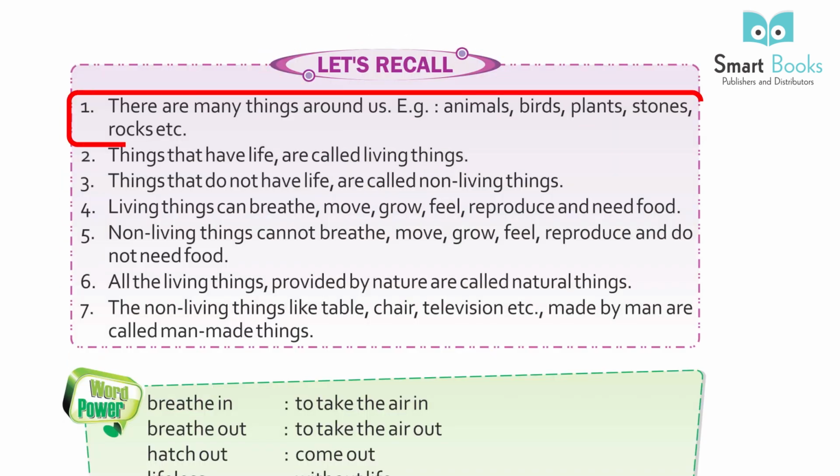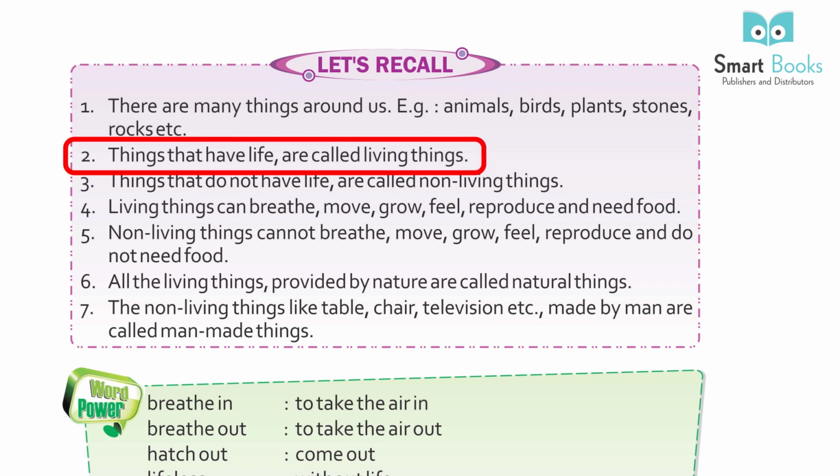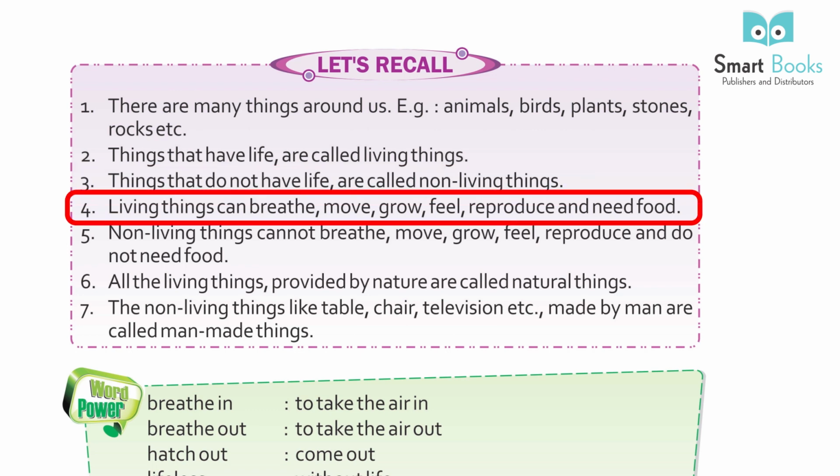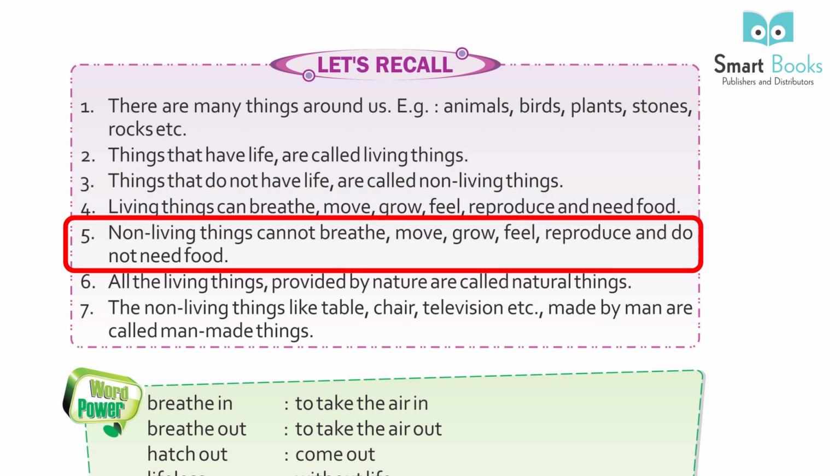Let's recall. 1. There are many things around us. Example: animals, birds, plants, stones, rocks, etc. 2. Things that have life are called living things. 3. Things that do not have life are called non-living things. 4. Living things can breathe, move, grow, feel, reproduce, and eat food. 5. Non-living things cannot breathe, move, grow, feel, reproduce, and do not need food.